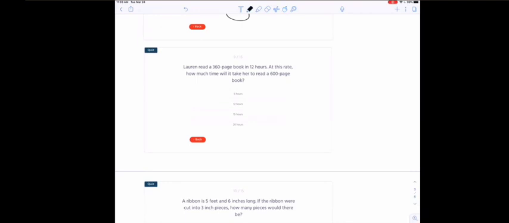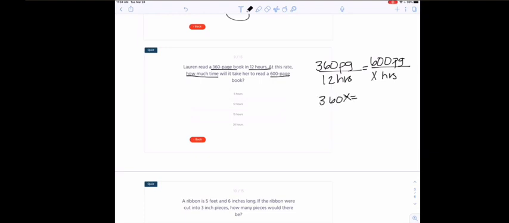It says, Lauren read a 360-page book in 12 hours. At this rate, how much time will it take her to read a 600-page book? So she did 360 pages in 12 hours. How much time? So we compare it to the hours. 600 pages. Super straightforward. 360 pages, 12 hours, 600 pages, x hours. Now let's cross multiply. 360 times x is 360x.